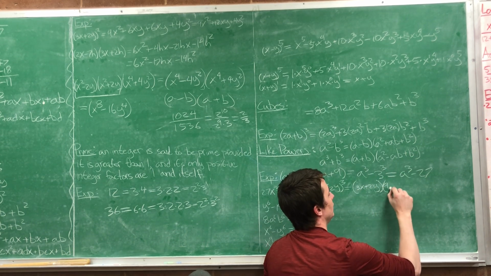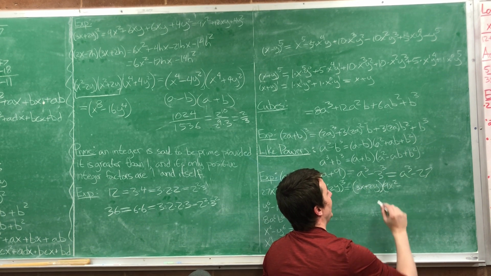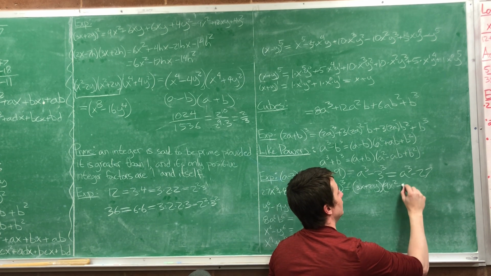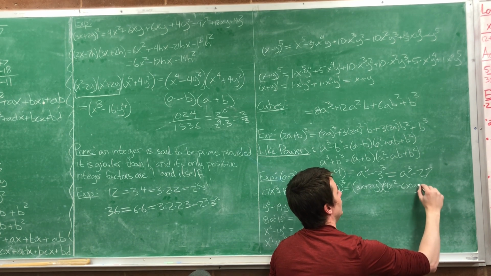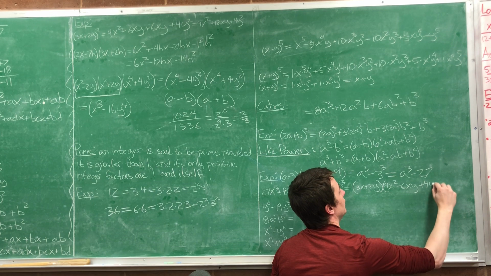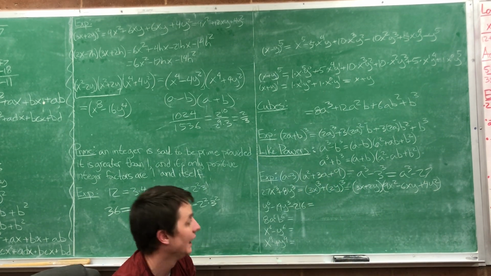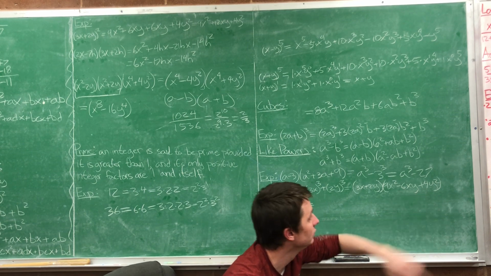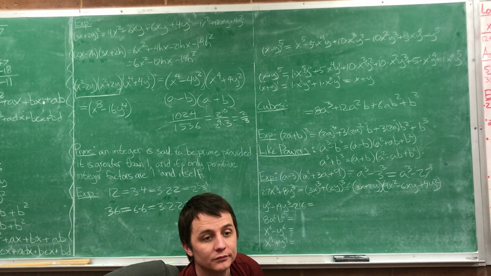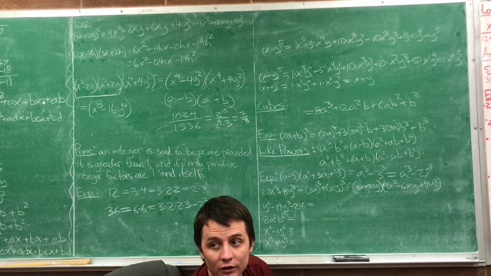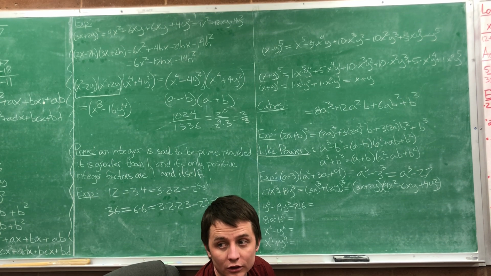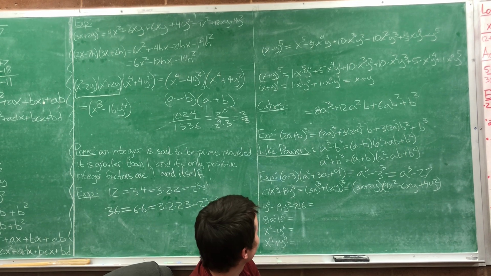So a squared minus ab plus b squared. And that's how it factors. And this is prime, can't be factored anymore. Good? Okay.